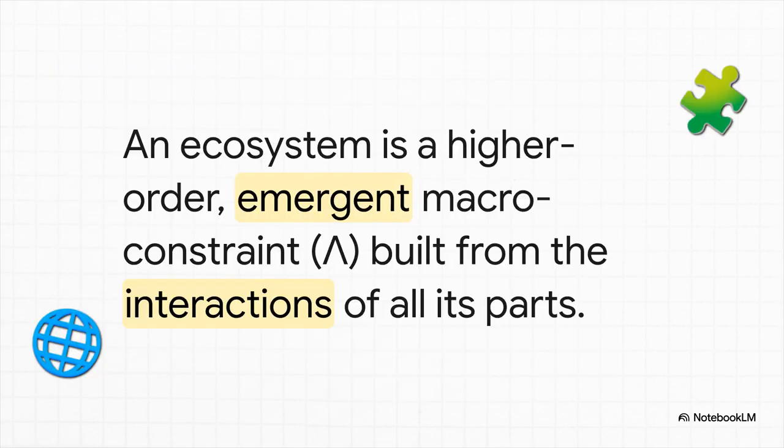Here's the big idea. An ecosystem isn't just a random collection of plants and animals living in the same place. It's what we call an emergent property. All those tiny individual interactions, a wolf hunting a deer, a bee pollinating a flower, they add up to create a larger system-level set of rules. CRET calls this a macro constraint. And this powerful overarching force then starts to govern the whole show.